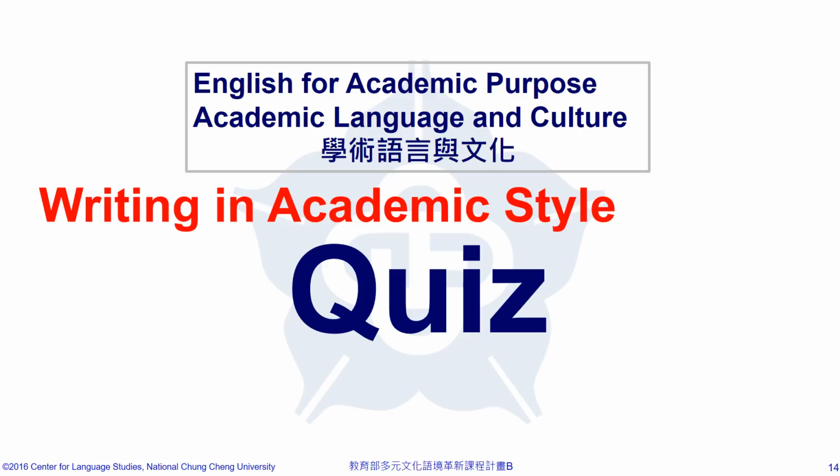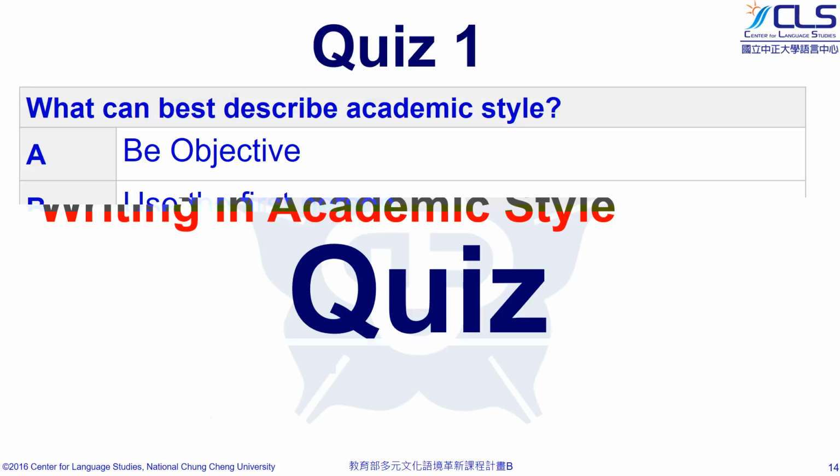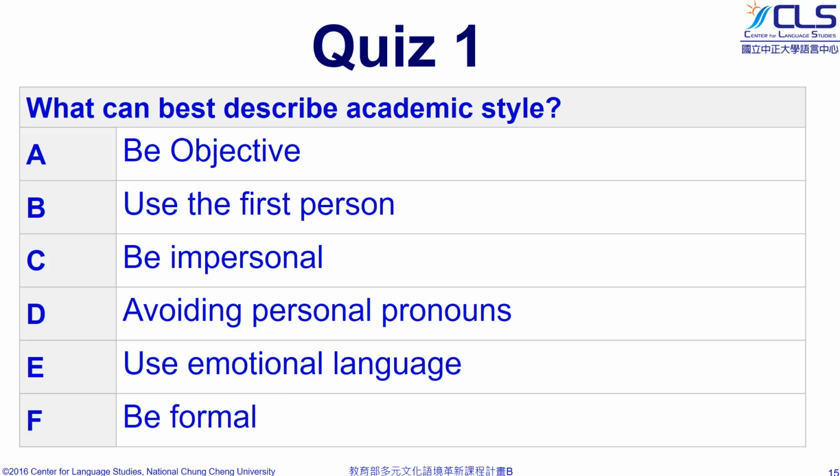Okay, let's move to a more challenging task, the quizzes. Quiz 1. Choose the statements that best define academic style in writing. Good job! Academic writing should be objective and formal, and we can do so by excluding personal pronouns or first person, emotional languages, and informal speeches in writing.